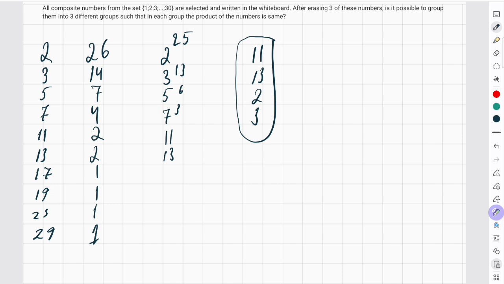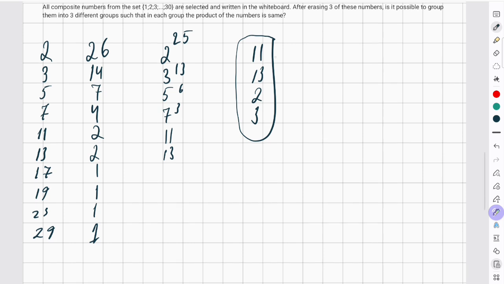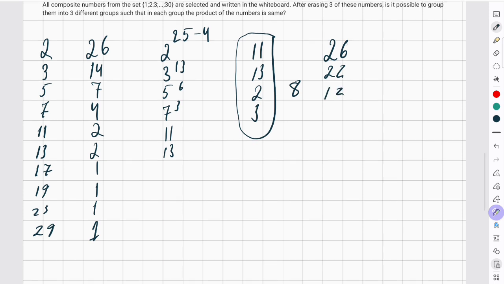That is why we try to multiply these numbers with some other prime numbers, but we try to make it as small as possible. So we just multiply by 8. We will do it like this. It means actually we will subtract 4 instead of 1 here. So we will get 26, 22 and 12. And as you can see, these three are composite numbers, so everything is okay for now.